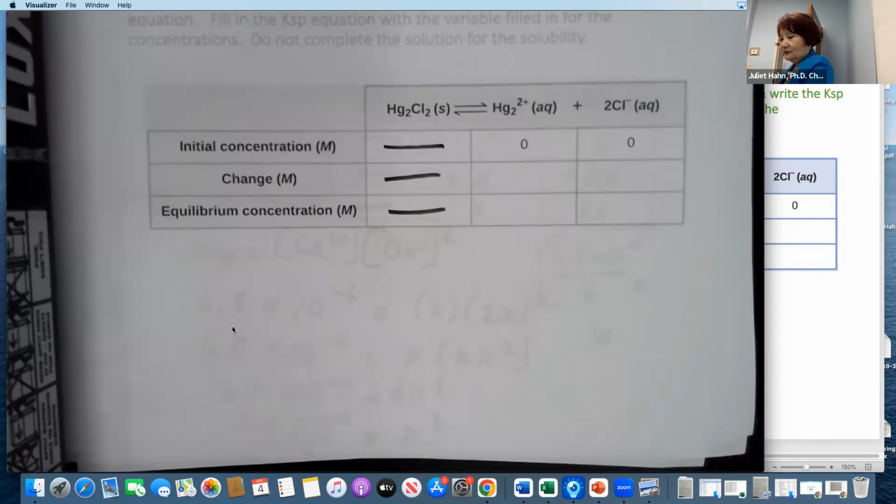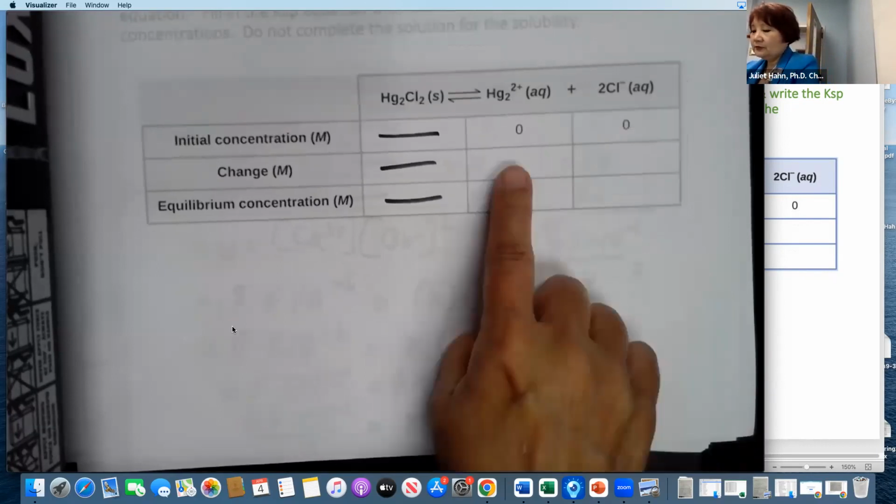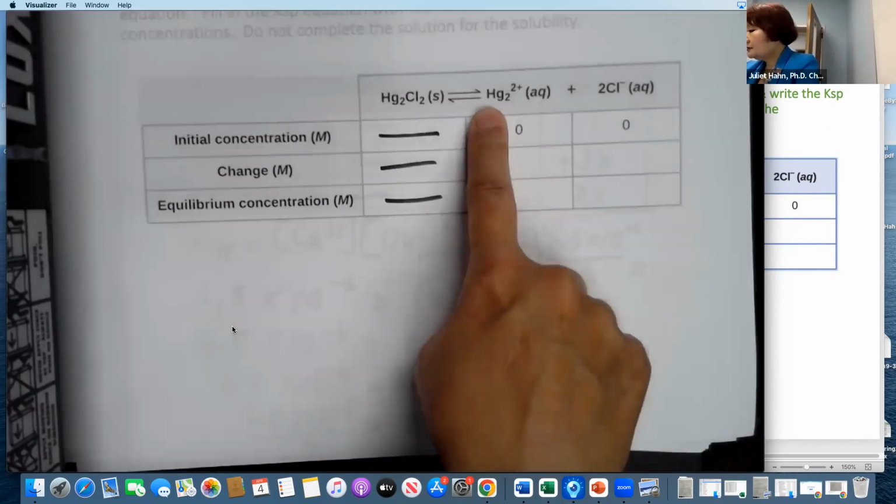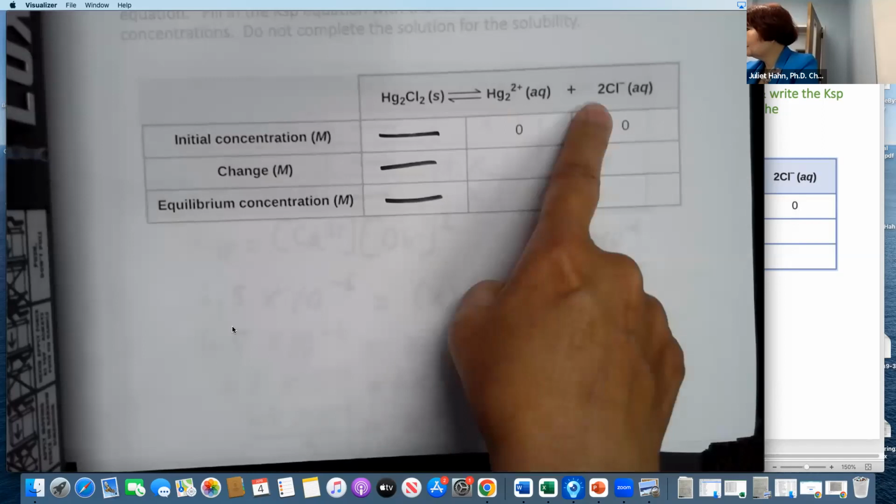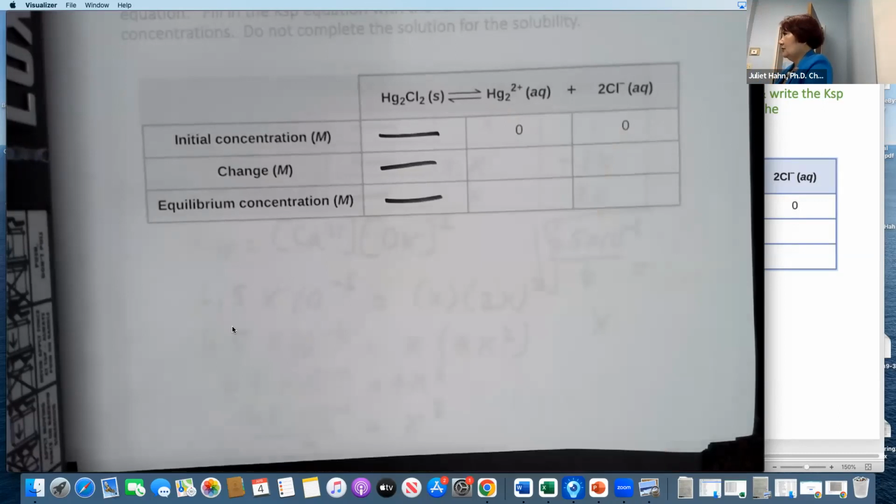Oh, and I realized I forgot to draw a line. Okay, so you're going to put in some X values. Now note that this has a coefficient of 1, whereas this thing has a coefficient of 2. And that's because of that funny thing where Hg sticks together as Hg2. So when you come up with the X's, one of those is going to have a different coefficient. And when you come up with the KSP equation, it's not just going to be the concentrations multiplied together. You'll have to do something else to it.